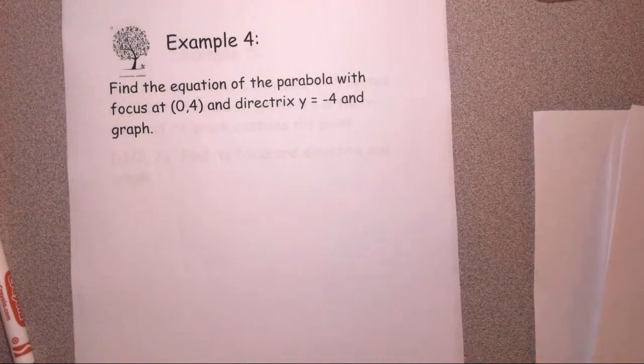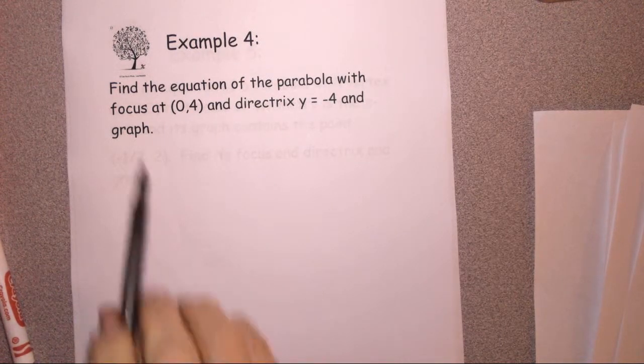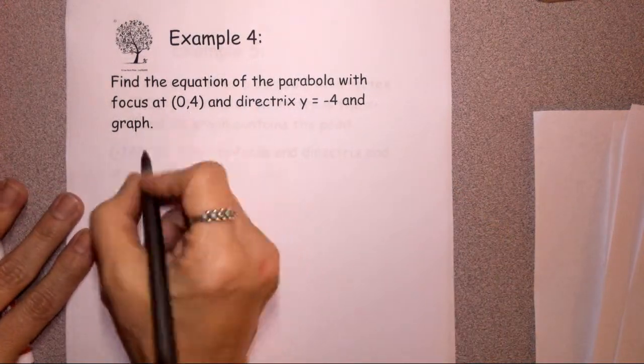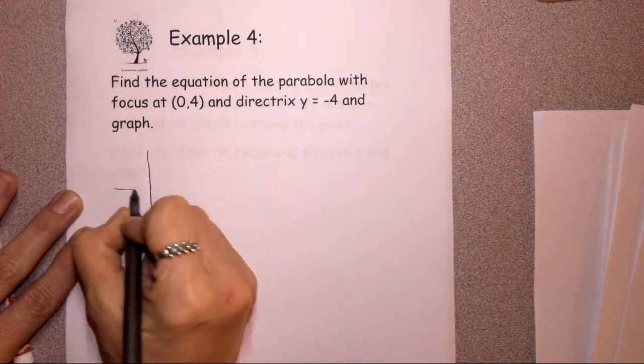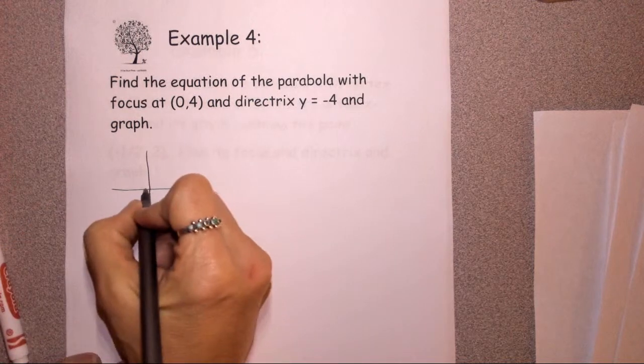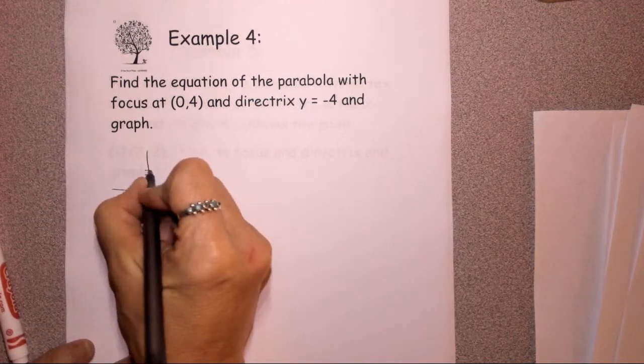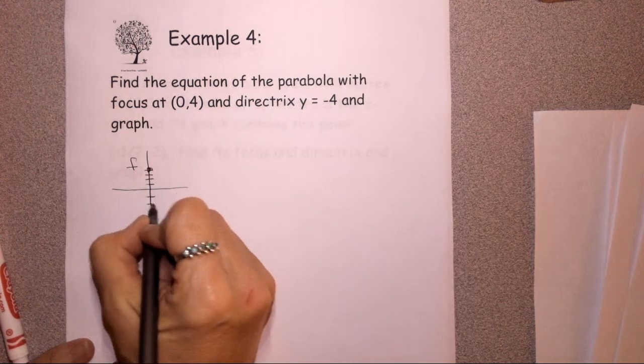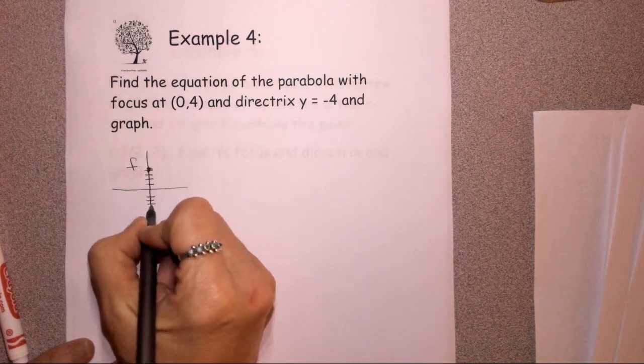Let's go look at example 4. So on example 4, it says find the equation of the parabola with a focus at 0, 4. So I'm going to go graph it as they give me the information. So 0, 4. 1, 2, 3, 4. There's my focus. And a directrix at y equals negative 4. So 1, 2, 3, 4.